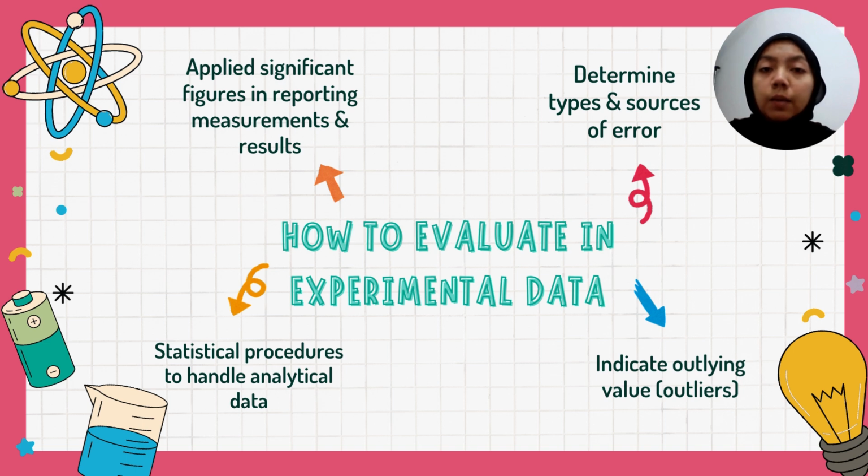In evaluating experimental data, we need statistical procedures to handle analytical data by obtaining the mean, median, range, precision, accuracy, and error. Last but not least, deciding whether an outlying value, which is an outlier in a set of duplicate results, should be retained or rejected in calculating the mean for the set of data is also a part of how to evaluate experimental data.